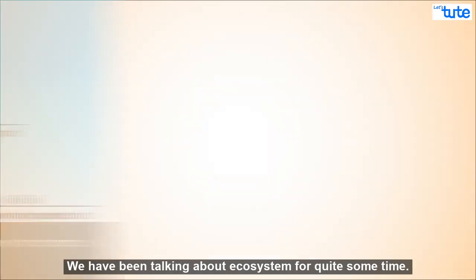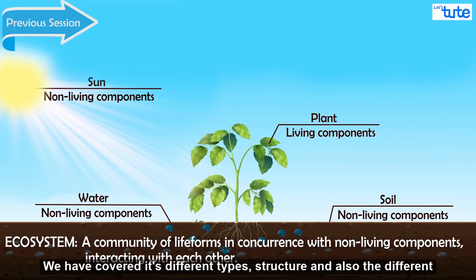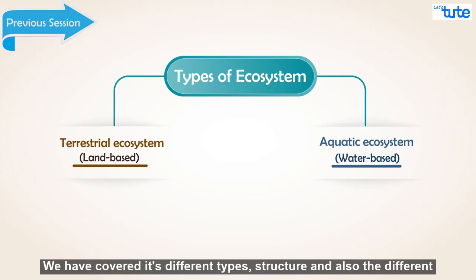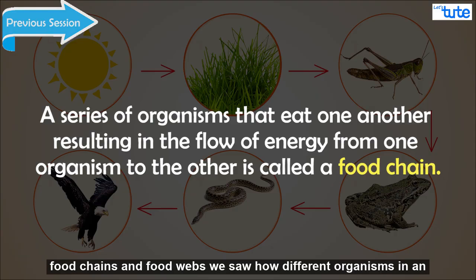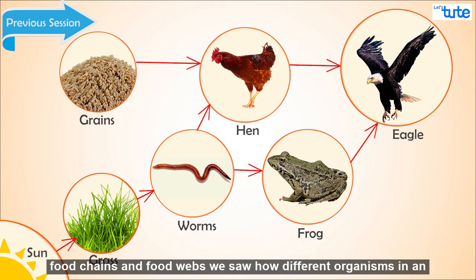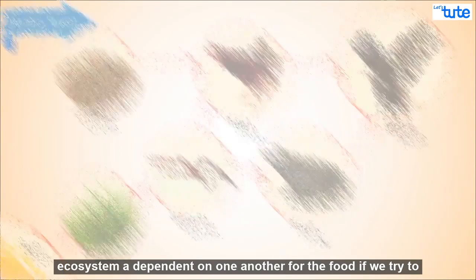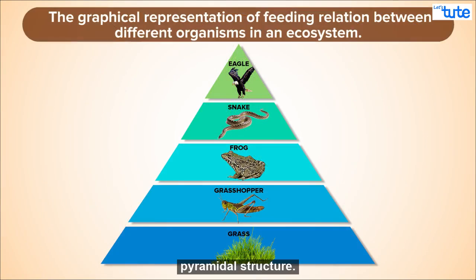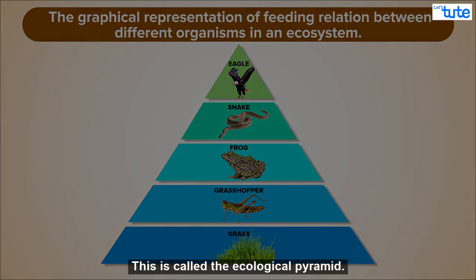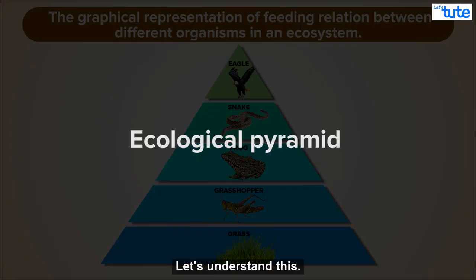We have been talking about ecosystem for quite some time. We have covered its different types, structure, and also the different food chains and food web. We saw how different organisms in an ecosystem are dependent on one another for their food. If we try to represent this feeding relation in a graphical way, we get a pyramidal structure. This is called the ecological pyramid.